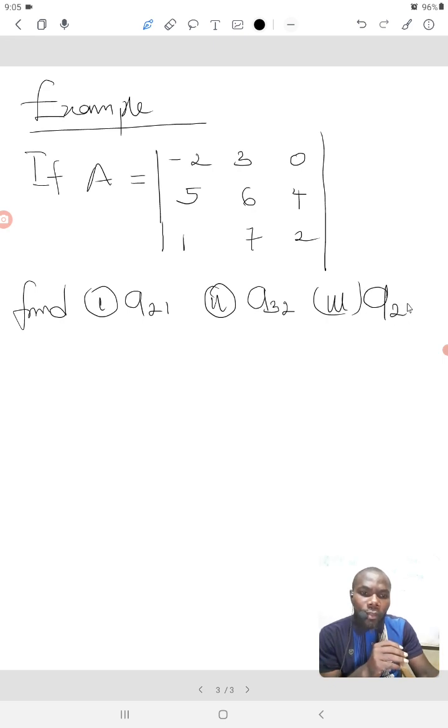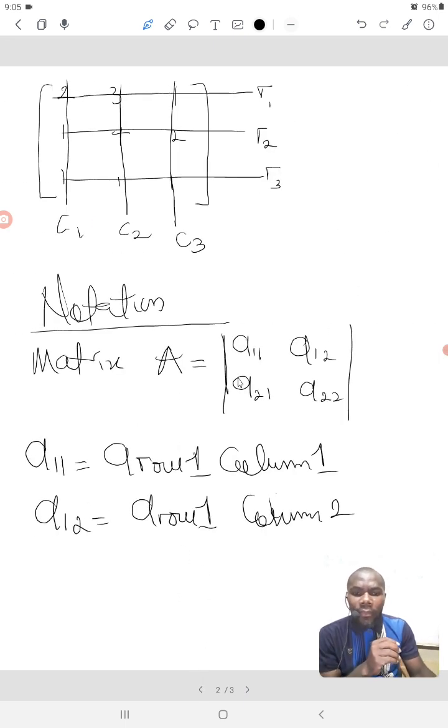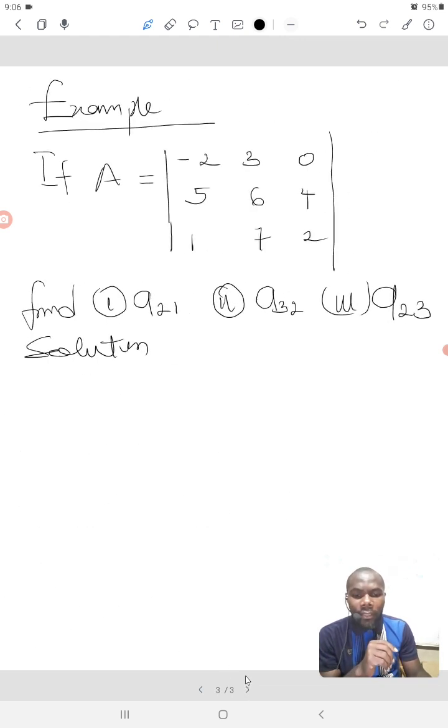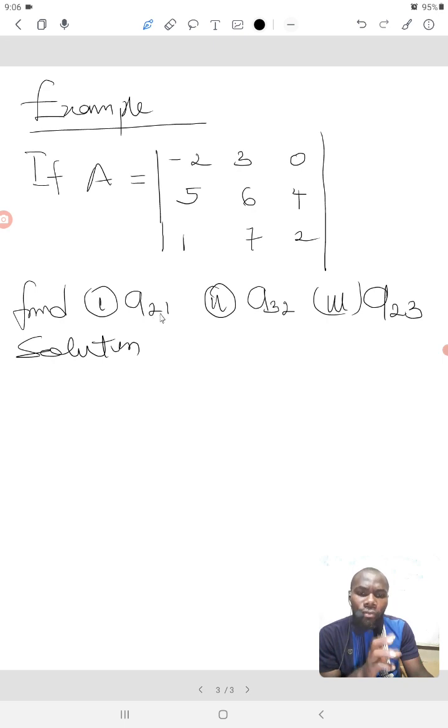As I've said earlier, if you study A row 1 column 1, it means row, then column. We can call this one a general formula: you first get the row before the column in the notation. So the next one means A row 2 column 1.